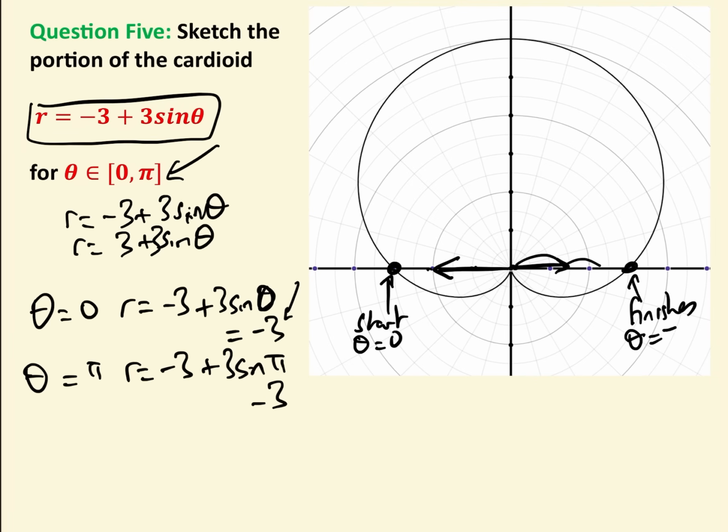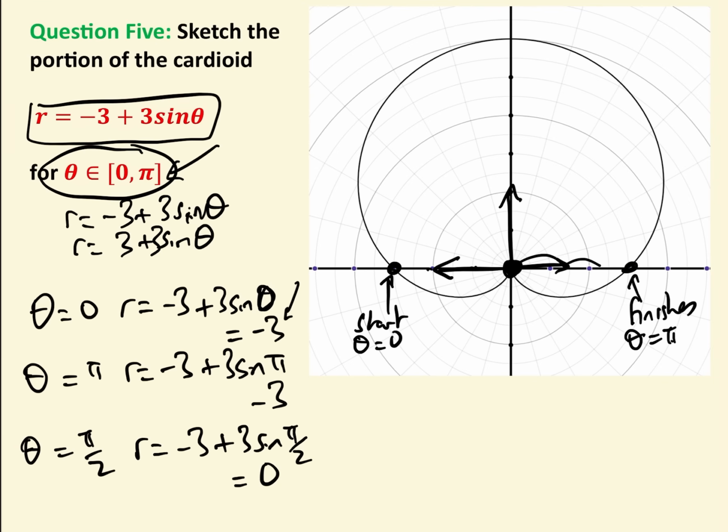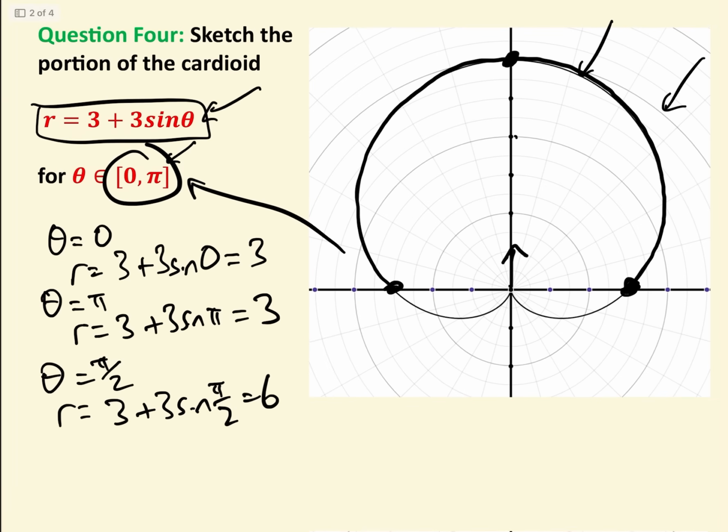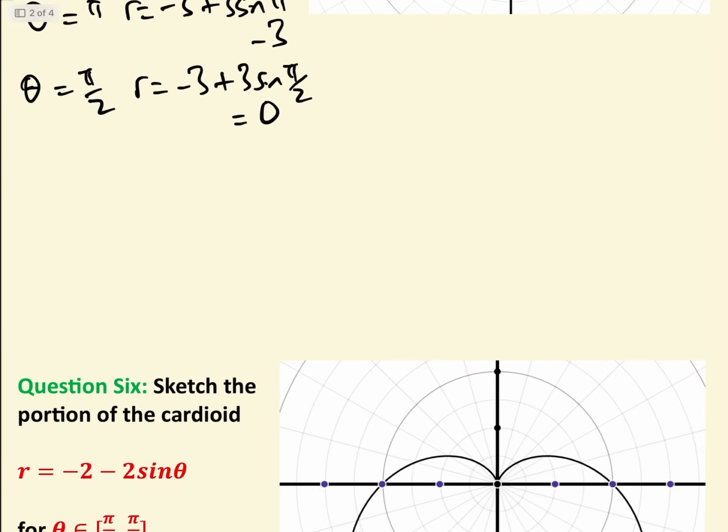here at theta equals pi, and we need to know which way it goes round. So let's have a look at theta is equal to pi over 2. Well, when theta is pi over 2, r is equal to minus 3 add 3 sine pi over 2, which equals 0. So when theta is pi over 2, i.e. that way, we know that r is 0, so it goes through that point, and therefore, finally, we know that this portion of the cardioid for this domain of theta is this bit, which is exactly the opposite bit of the bit that we just shaded in previously. Okay, that one's question number 5.